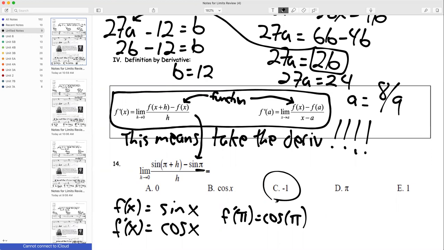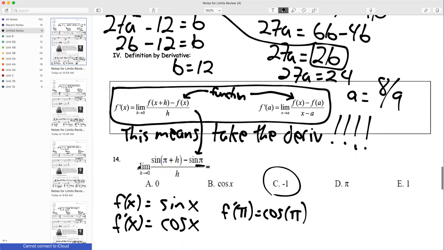What's the point of the zero? That's part of the definition of the derivative. If you go back and look at the 3.1 notes, you have a side-by-side comparison with both of those.